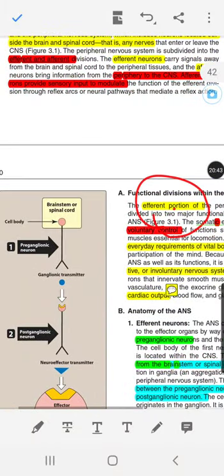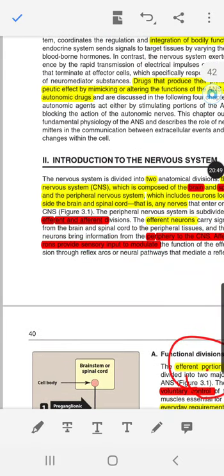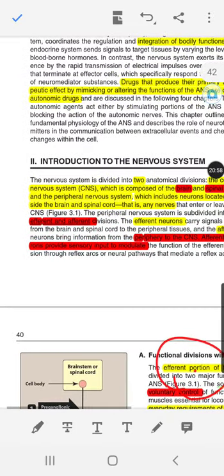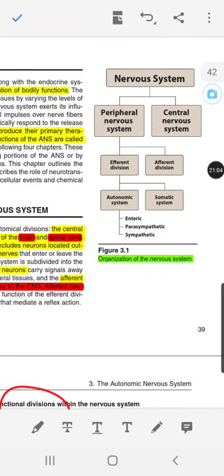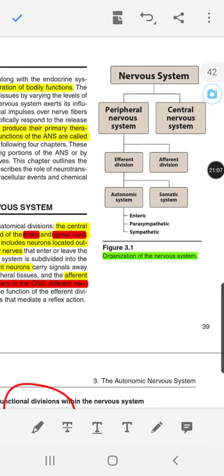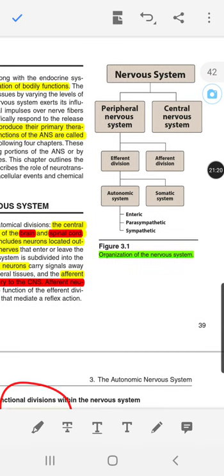First of all, we have studied what is the nervous system. Then we studied the division of the nervous system. Nervous system is divided into the central nervous system and the peripheral nervous system. And then we have studied the peripheral nervous system, which is divided into two types, efferent divisions and afferent divisions. Then we have studied the efferent divisions. Efferent divisions are divided into the ANS and somatic system. The somatic system is under our control, and the ANS is not under our control, that's why it's also called visceral vegetative.